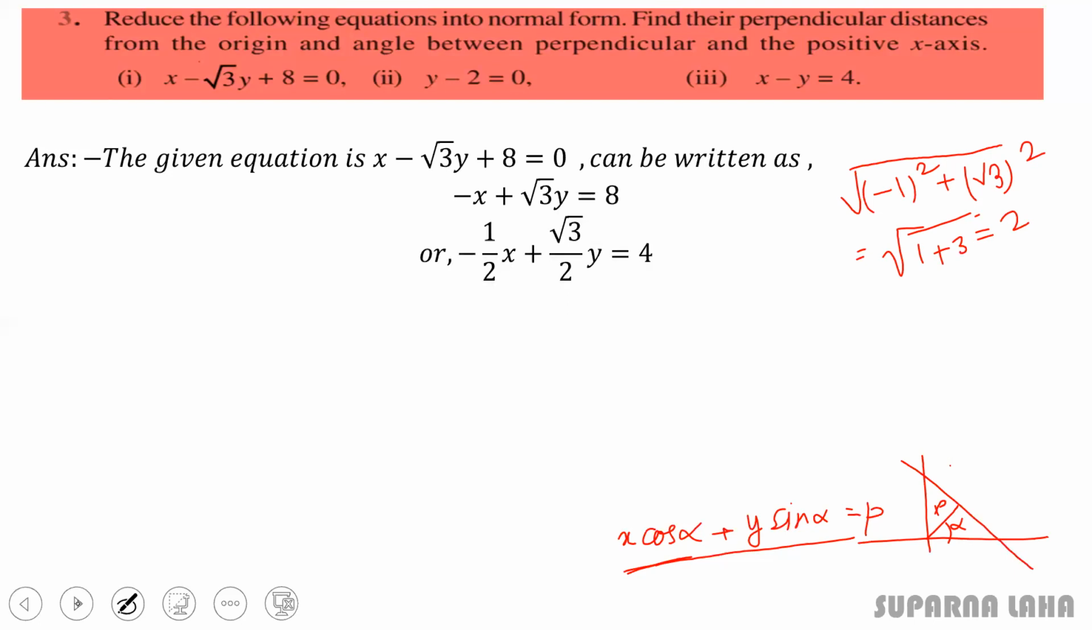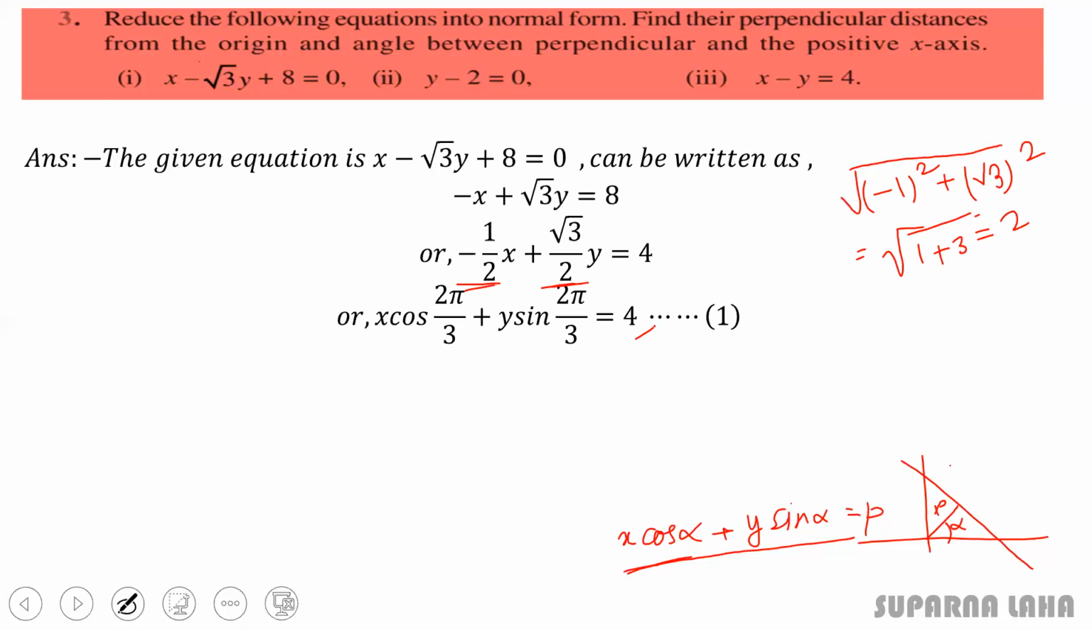Now look at that, minus half and root 3 by 2 is the coefficient of x and y. So can we write this coefficient as cos 2 pi by 3 and sin 2 pi by 3? Since cos 2 pi by 3 is minus half and sin 2 pi by 3 is root 3 by 2. And the left hand side is 4.